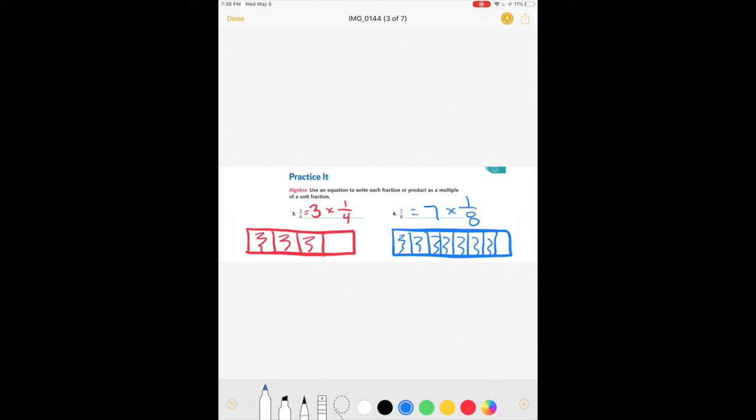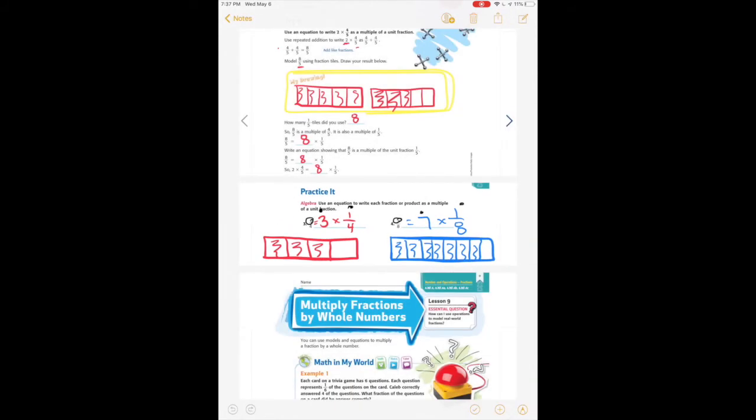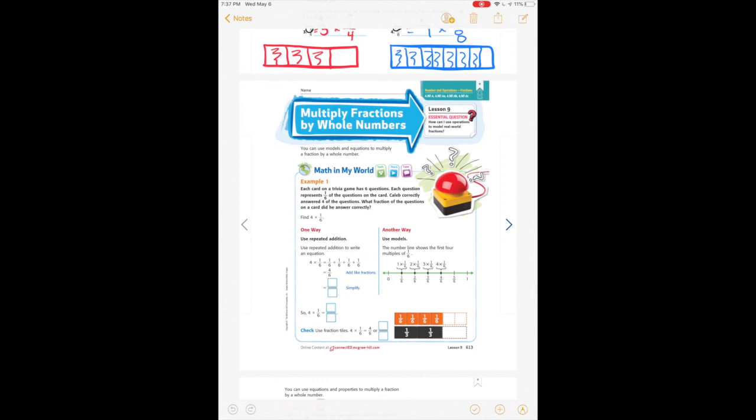Now, what do you notice about this? Before we move on to the next page, I want you to think about, what are you noticing? I'm noticing that this number times the numerator gives me the numerator of my answer. 7 times 1 equals 7/8. All right, remember that as we move on. Let's move on to lesson 9.